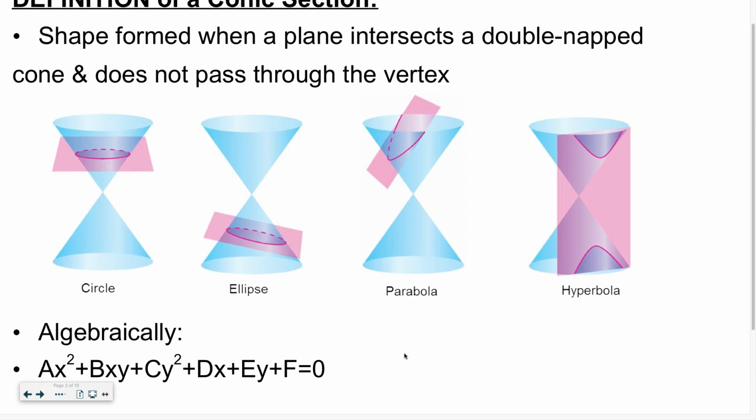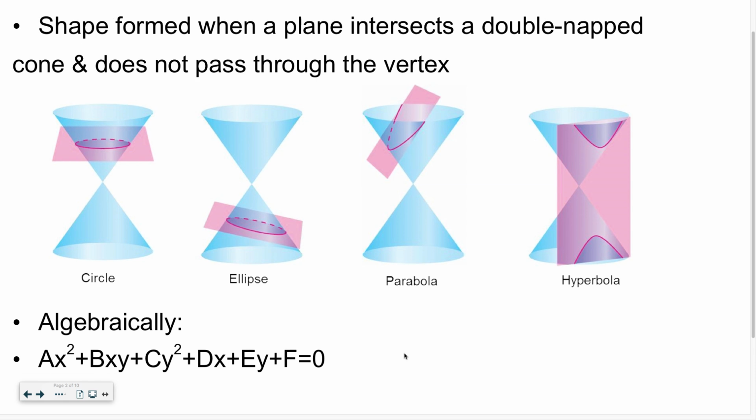And as you see down here, algebraically, the type of conic will depend on how that algebraic form looks. But we could have an x squared, we could have a y squared, we could have an xy term, we could have an x term, a y term, and a constant. Now, I'm not going to throw this at you all at once. We're going to take this little by little.